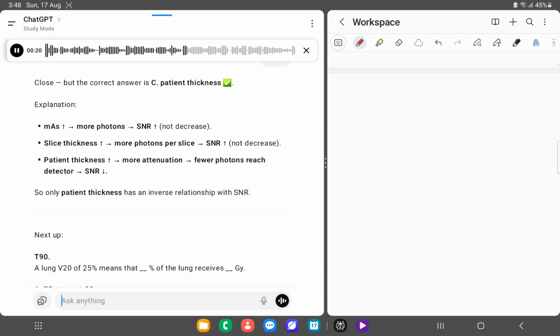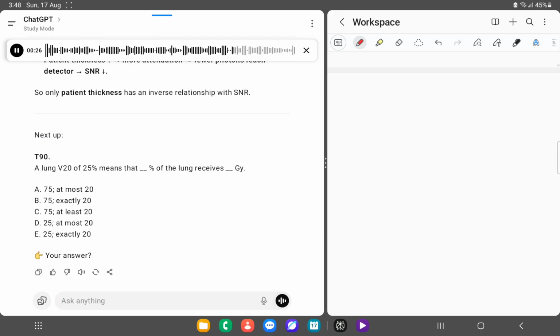Next, T90. A lung V20 of 25% means that 25% of the lung receives Gy. A 75, at most 20, B 75, exactly 20, C 75, at least 20, D 25, at most 20, E 25, exactly 20. Your answer?